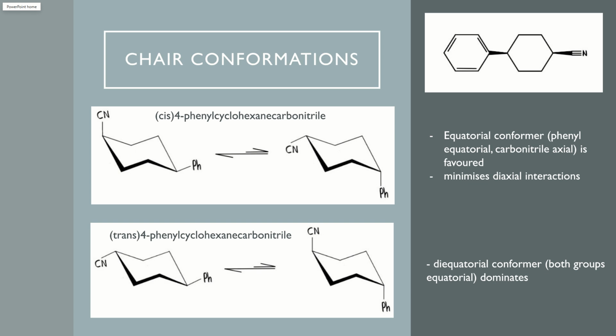For trans 4-phenyl cyclohexane carbonitrile, the effects of the substituents add up, and the di-equatorial conformer dominates.